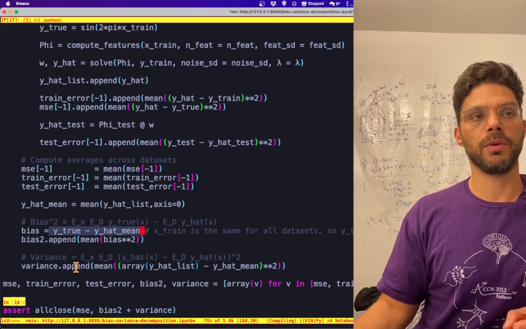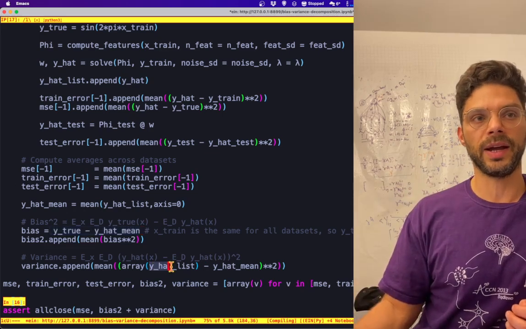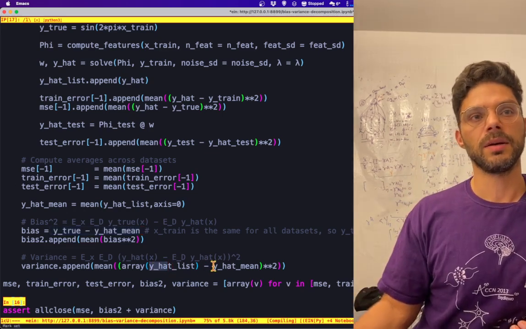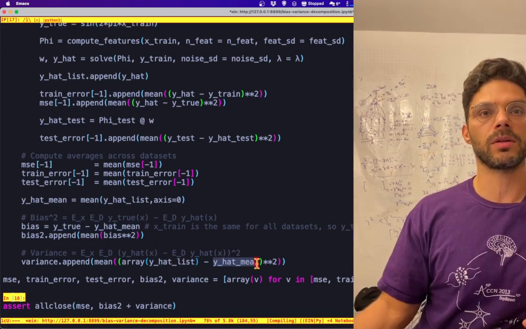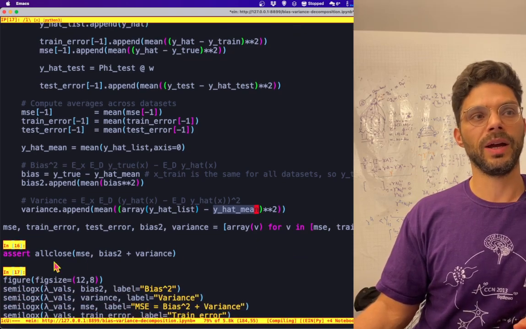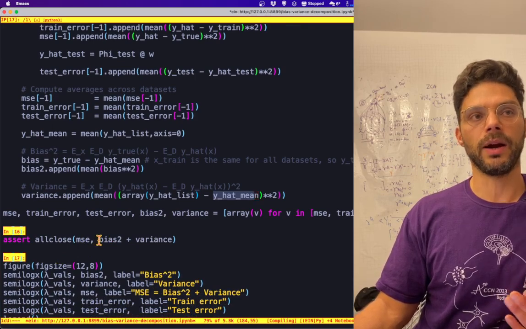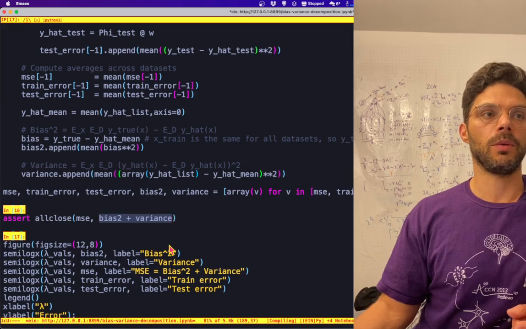And now finally we compute the variance by looking at the predictions that we're making. That's the y hats across the different data sets minus their average across data sets. So again, that's simply the variance. Pack these into arrays. Make sure that the mean squared error does actually equal the sum of the bias and the variance, which is what we need.